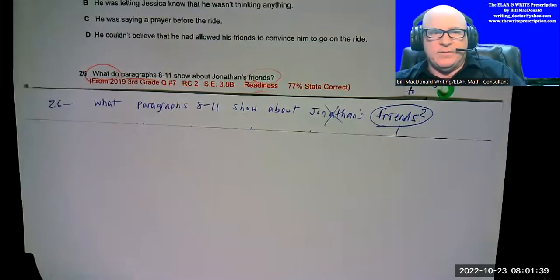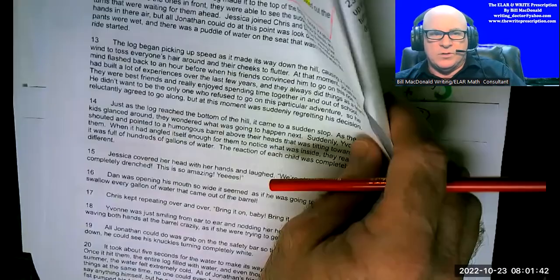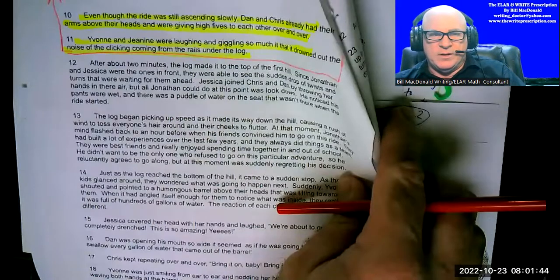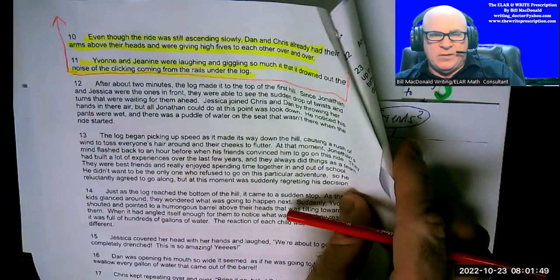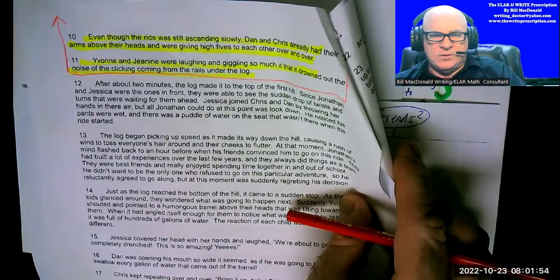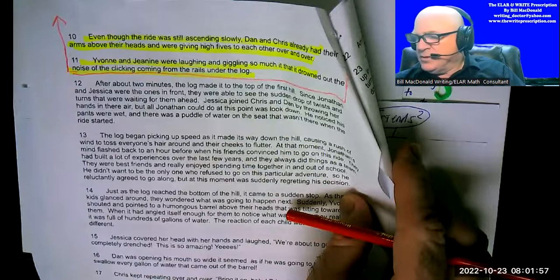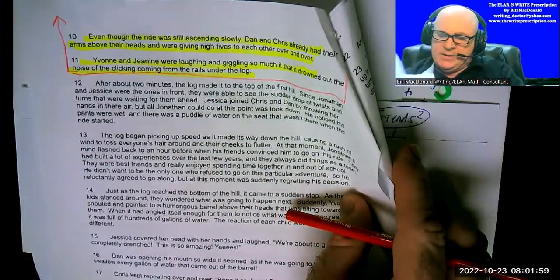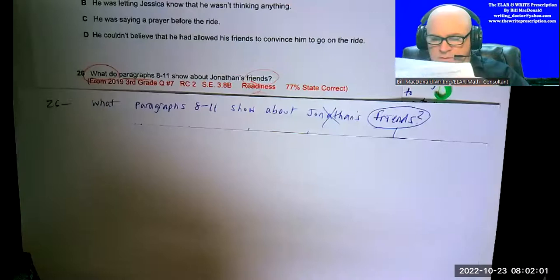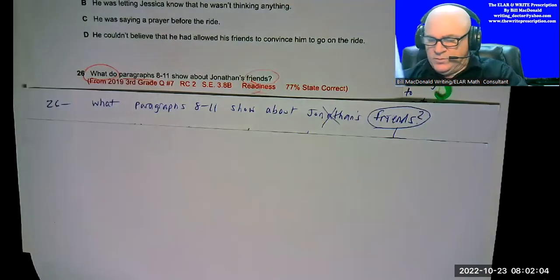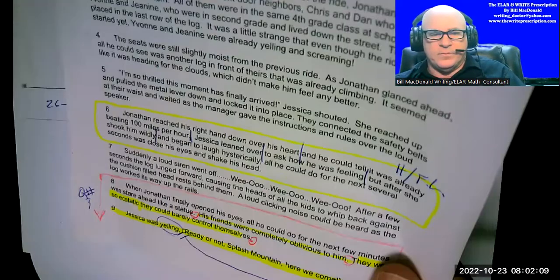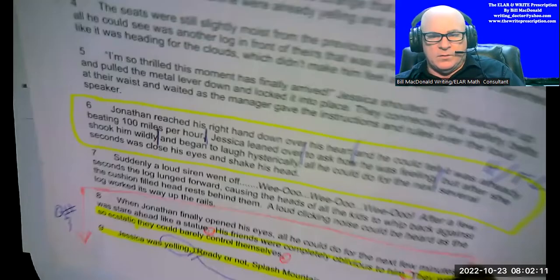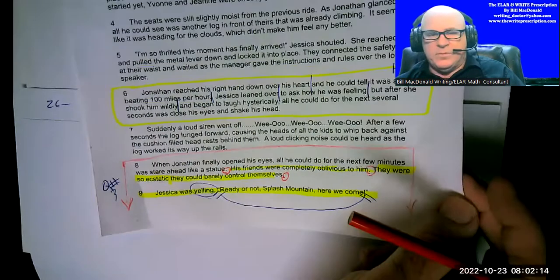I have the closed section with arrows pointing that the question is asking about some paragraphs before this. And as you saw on the other page, some paragraphs before it. So we're only going to highlight the words, phrases, or sentences that have to do with Jonathan's friends. So paragraph 8.